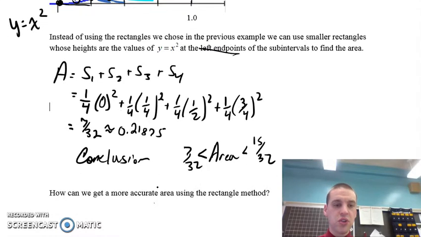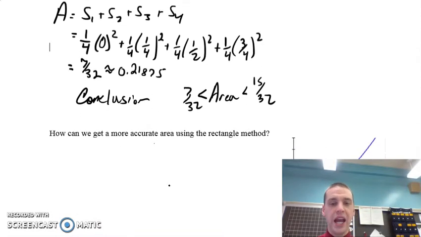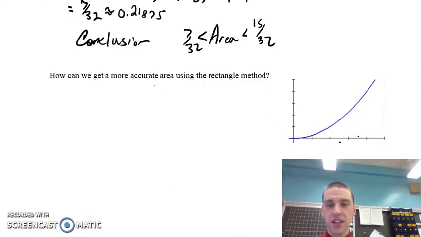So another question is, how can we get a more accurate area using the rectangle method? Well, we could use the midpoint, where it was right in the center, so you have half going over and half going under. I could draw that better.